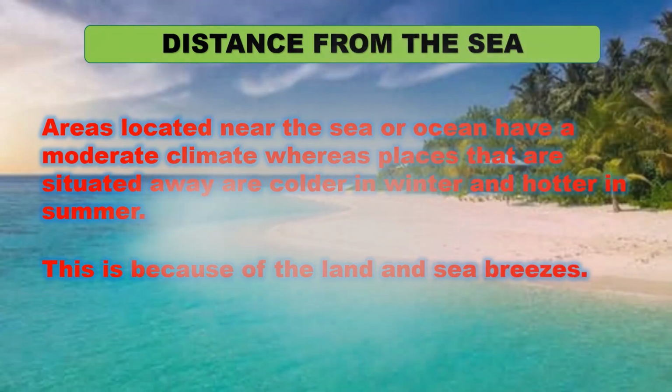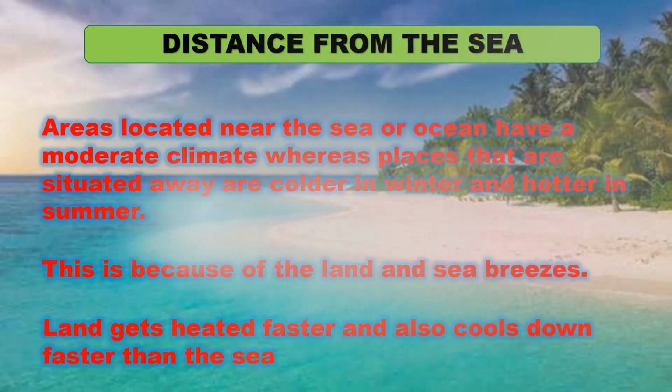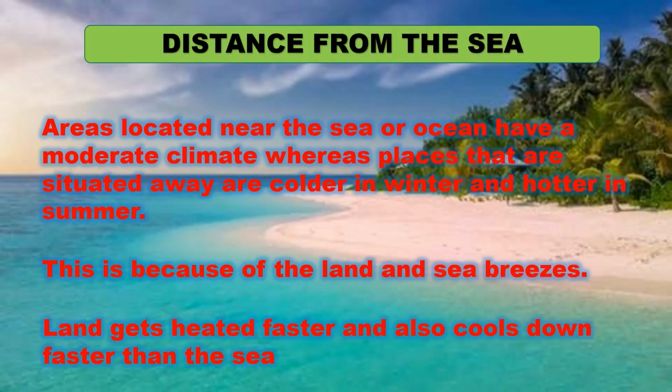Now, before we go into learning about the land and sea breezes, you should keep one thing in mind, the factor. The factor is that land gets heated faster and also cools down faster than the sea. This is the concept you need to keep in mind throughout while learning about land and sea breezes. When we compare land and sea, land gets heated faster and cools down faster, whereas sea takes a lot of time to heat up and also takes a lot of time to cool down. Okay.